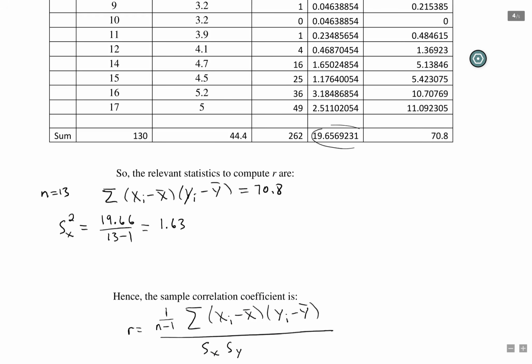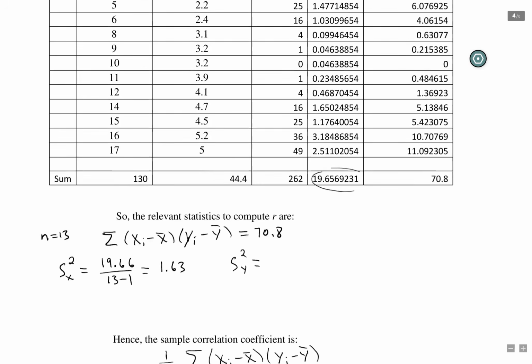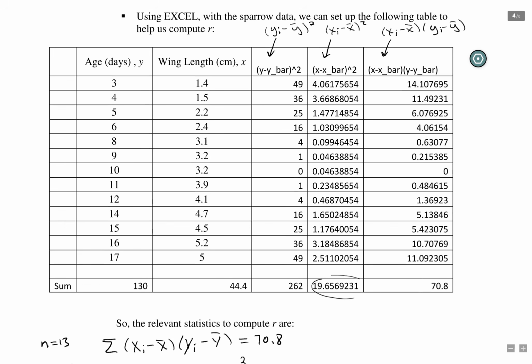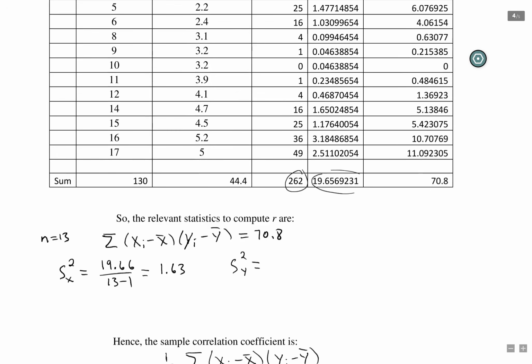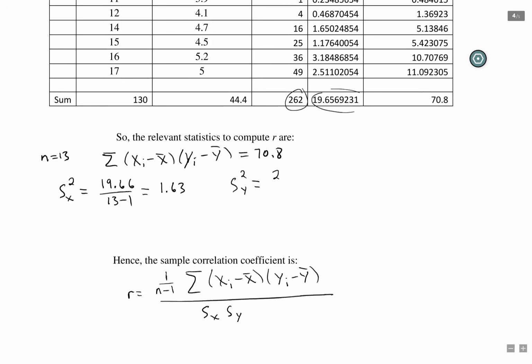The variance of y is going to be the sum of the square deviations in y, which is 262, divided by 13 minus 1. You do the arithmetic, you get 21.83. So those are my sample variances.